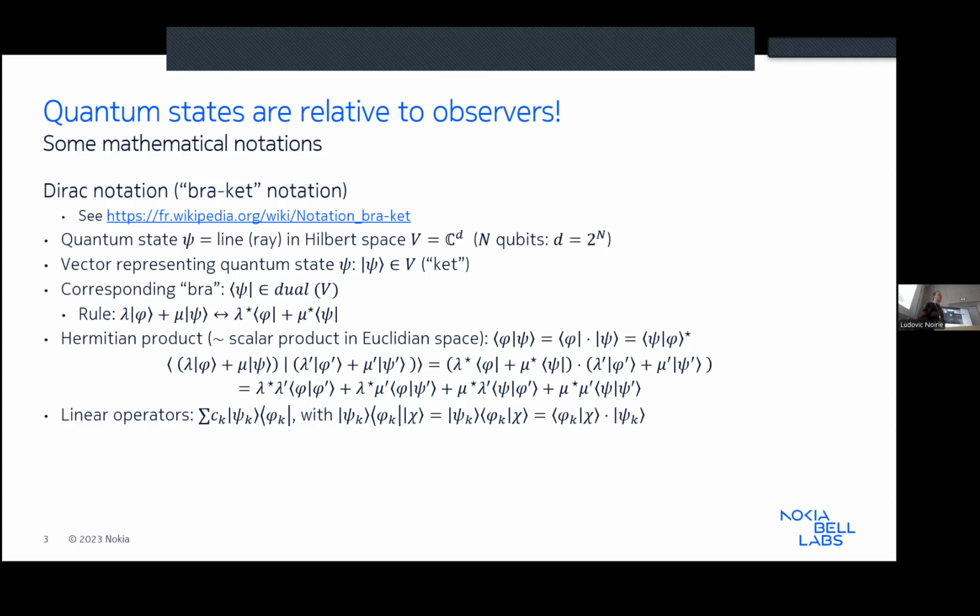Ludo? Yeah. Excuse me. Am I correct in thinking that the sum of c_k psi_k phi_k is the diagonalization of the operator? It can be or not. More exactly, if the phi k form a basis, independent vectors, then it is exactly the diagonalization. It is the case, but you can have anything, and it can be diagonalized or not.